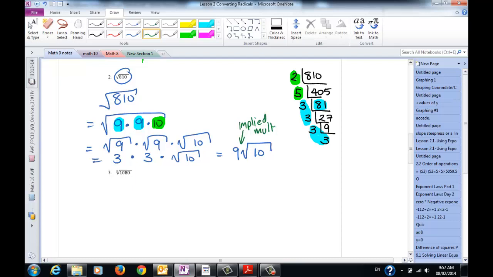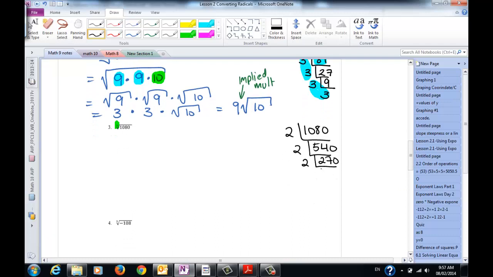Alright, let's do a cube root. A cube root means I'm looking for triples. Actually, let's do the step ladder here. We've got 1080, and if I divide that by 2 because it's even, I'm left with 540. If I divide this by 2, I'm left with 270. 270 again is divisible by 2, and I'm left with 135. 135 is divisible by 5, and I get 27 left over. I can divide this by 3, and I get 9, and 9 is divisible by 3 and 3.